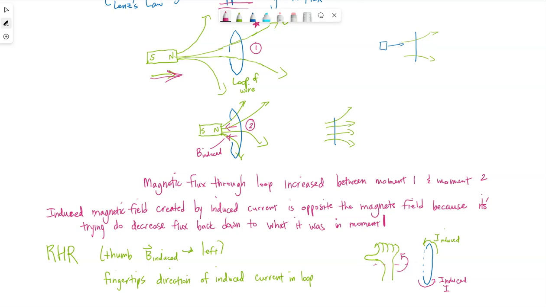So if we were looking at the loop from the left side, we would see I induced flows counterclockwise.